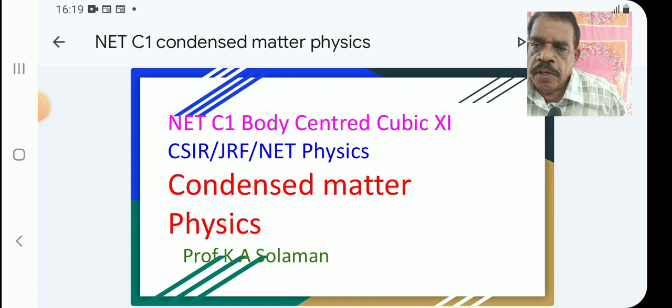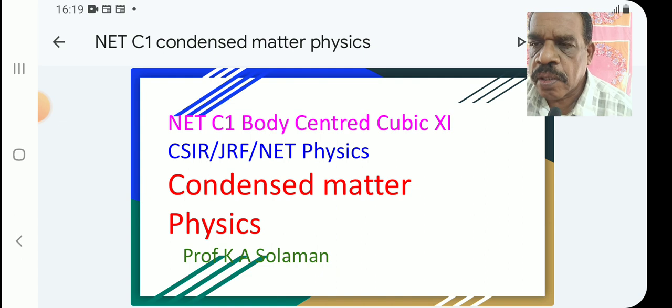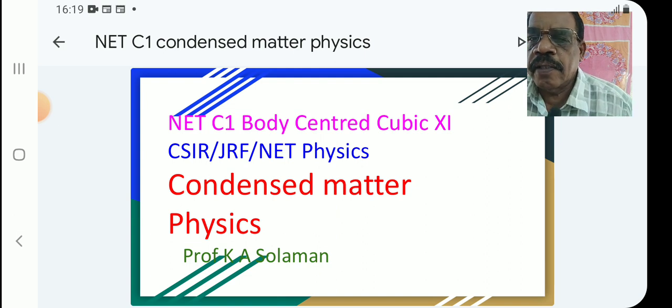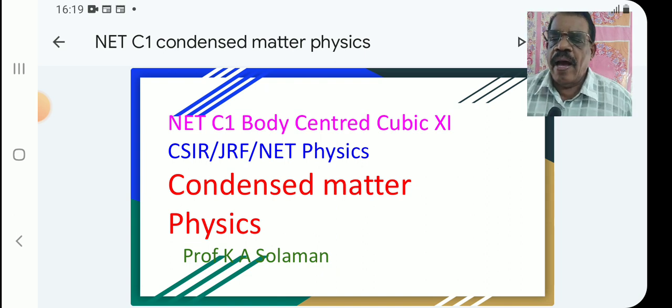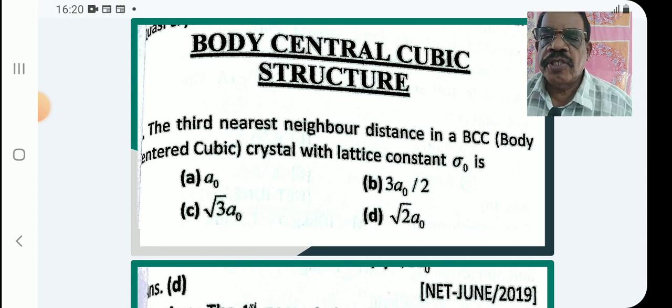Today we begin a new topic, which is condensed matter physics, mainly solid state. Today's first lecture is about some crystal systems. A question based on the body-centered cubic (BCC) crystal. So the first question is about the BCC crystal structure.